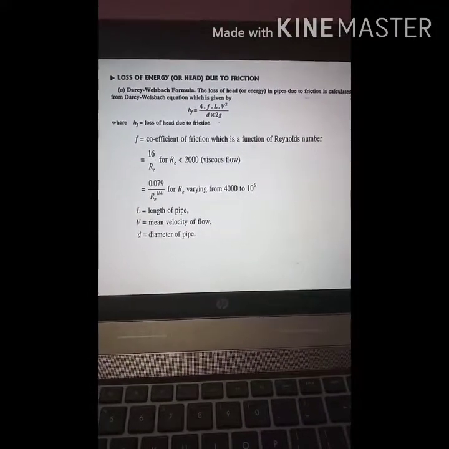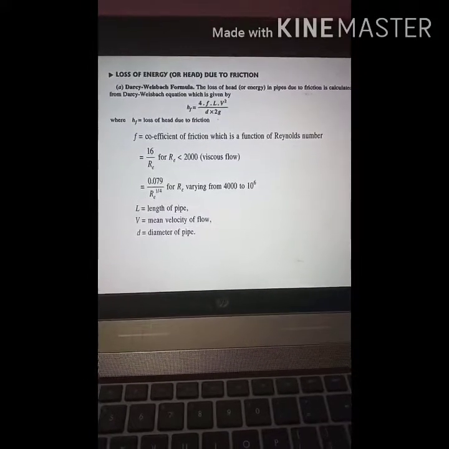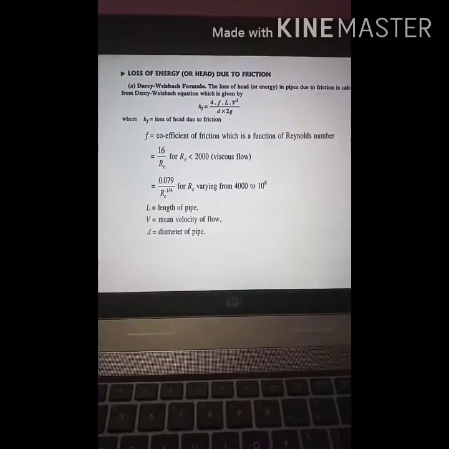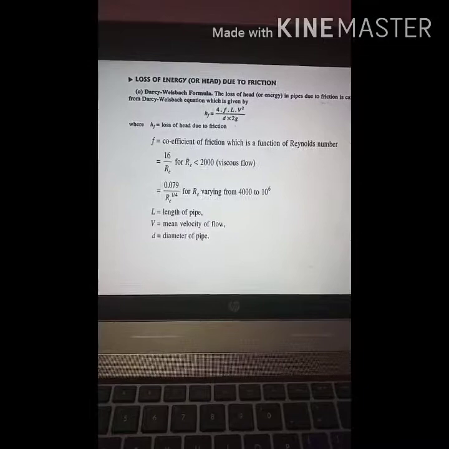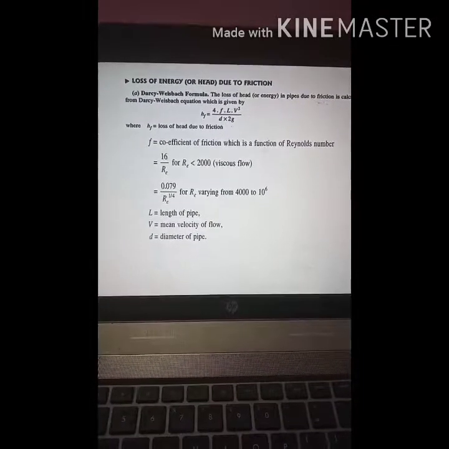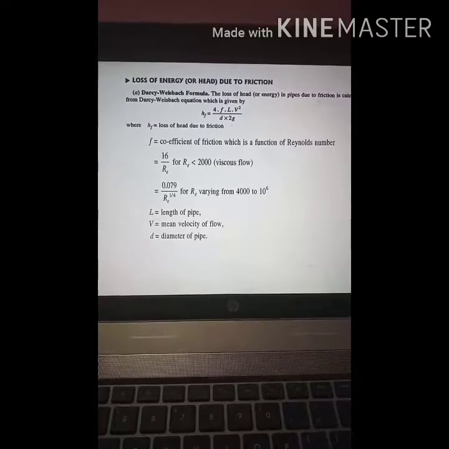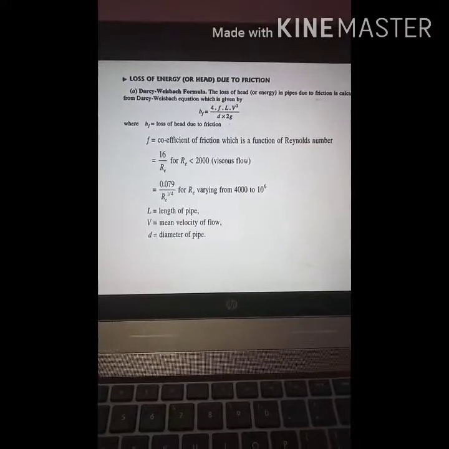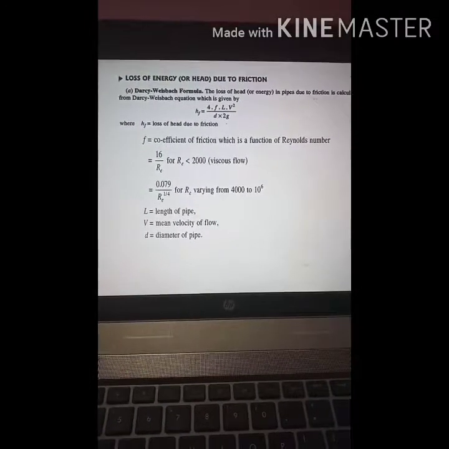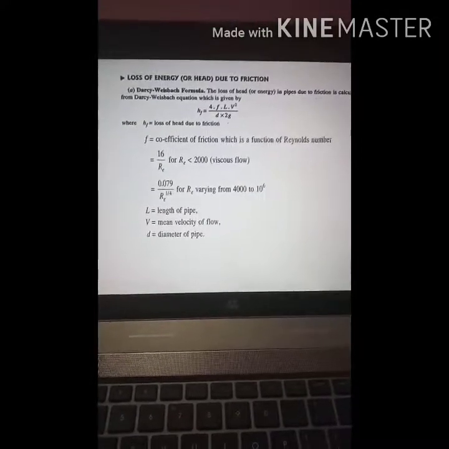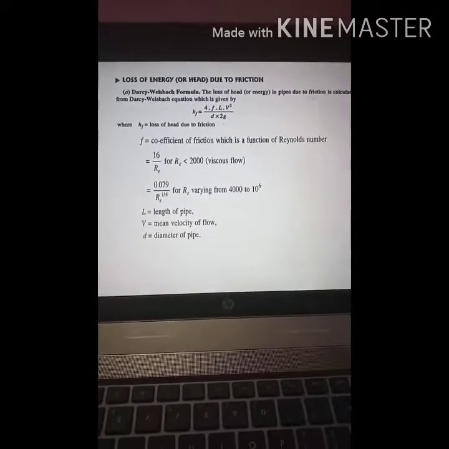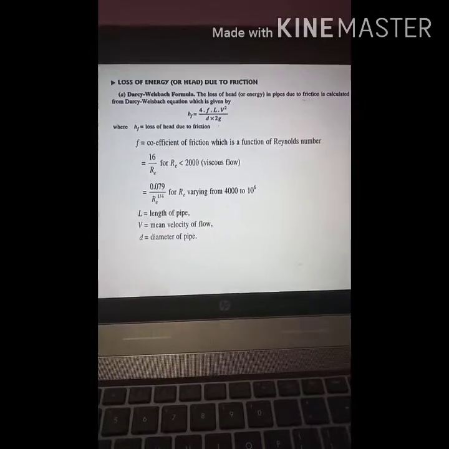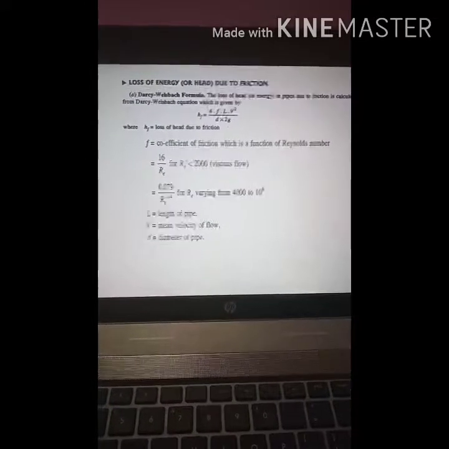One more thing I want to tell you here: the term small f is called the coefficient of friction, while in some books you will find a combined term replacing 4 into f, that is 4f, generally given as f dash. That f dash is nothing but the replacement for 4f. So in many books you will find the formula hf is equal to f dash LV square upon 2gd, where f dash is nothing but 4f, and that is called the friction factor.